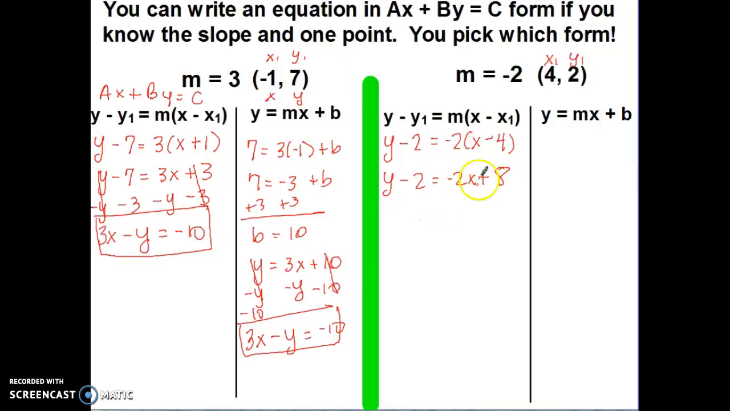And then, hey, you can't be negative. You're A. A is always what? Positive. So you have to move.